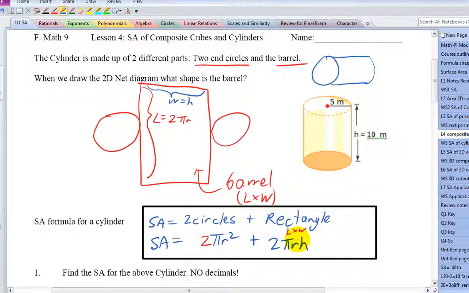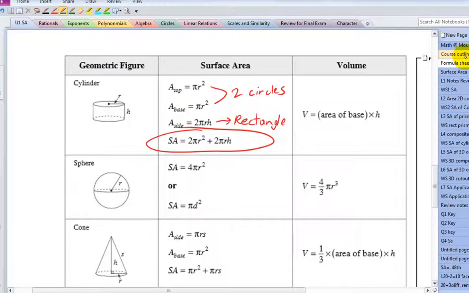Maybe I'm lying to you. Please check your formula sheet now and see if I just screwed up or not. Did I screw it up? Nah, I can't screw that one up.